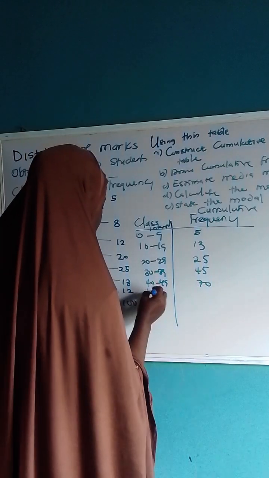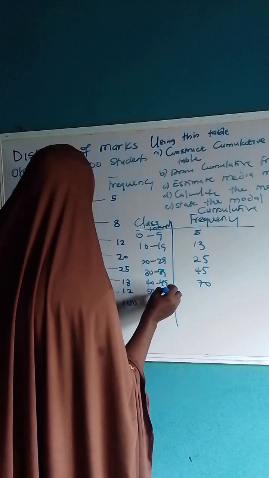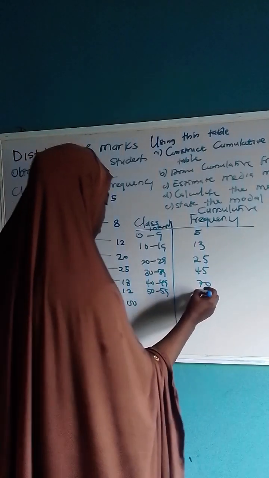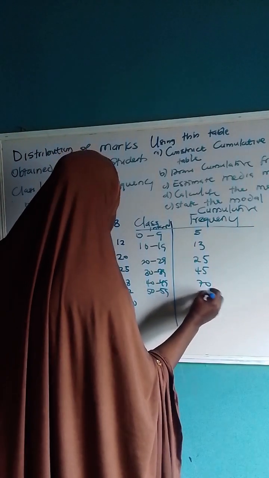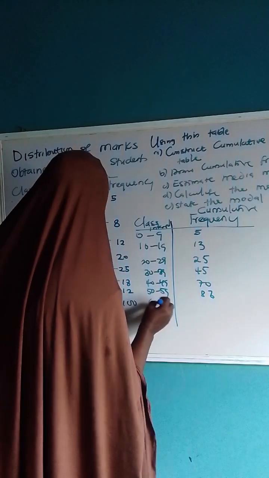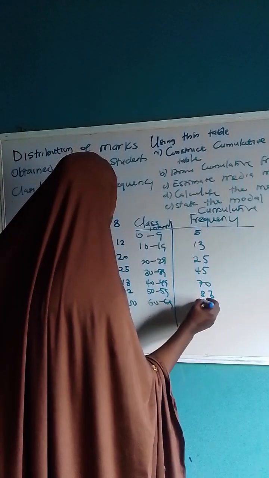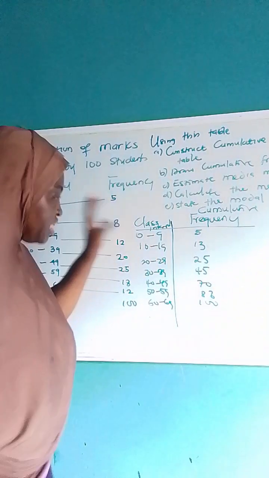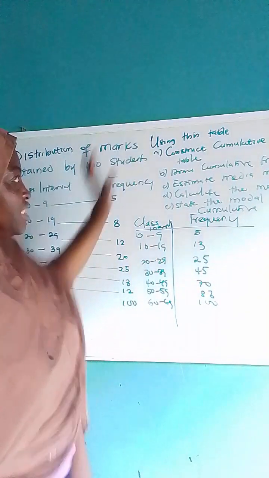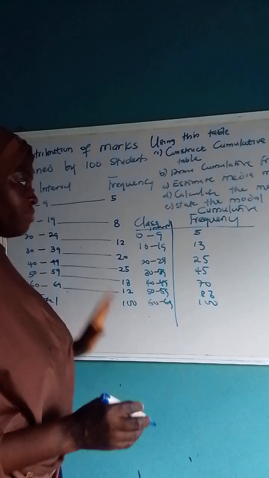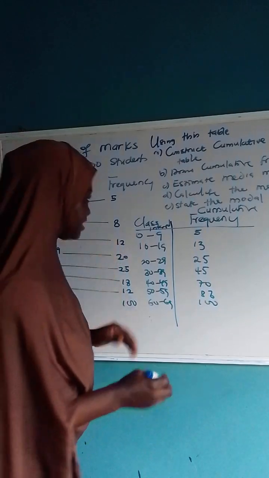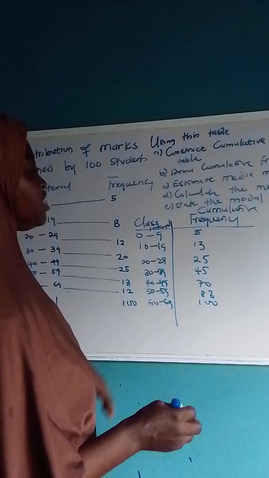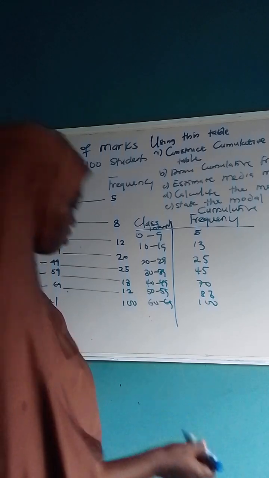And for 50 to 59, if you add 18 to 70, it's going to give you 88. And for 60 to 69, it's going to give you 100. So this is the cumulative frequency table. So we've answered, and this table alone will earn you marks. So that is that. The next one is that we should draw the cumulative frequency curve.